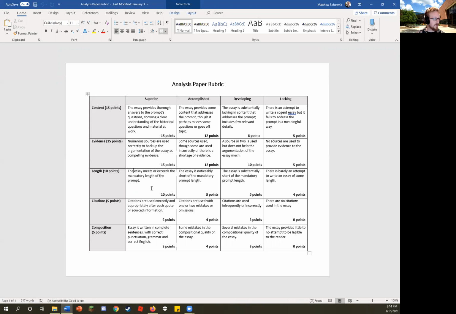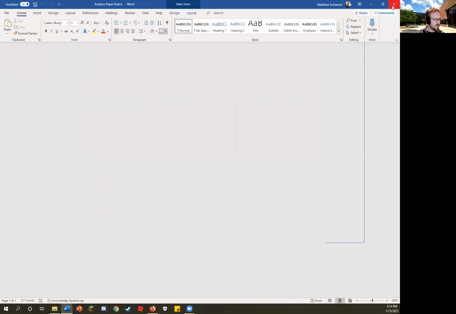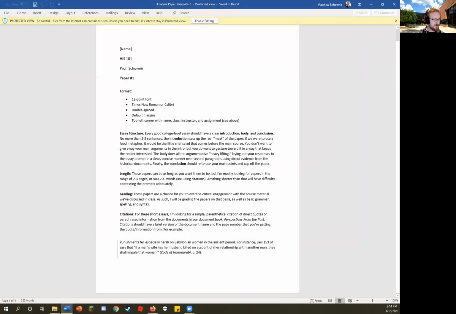mandatory sort of window? Are citations used? Are you citing your evidence in your paper? And are you using good English? So that's the rubric. You can refer to that anytime. Now, back to the template.